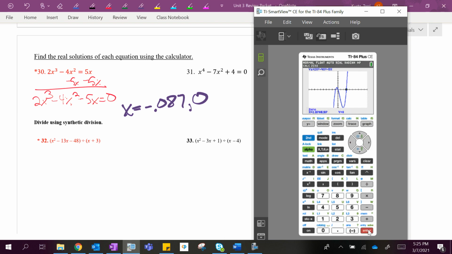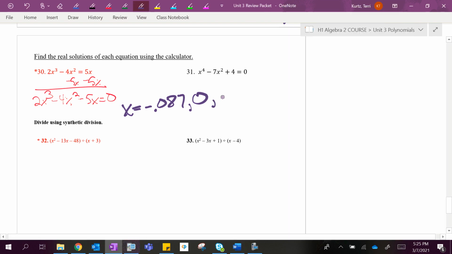I hit enter, and it tells me 2.07. So my third root is 2.07. Okay. Again, I was expecting 3. You won't always get 3 because the calculator will only give you the real solutions. But in this case, it did have 3 real solutions.